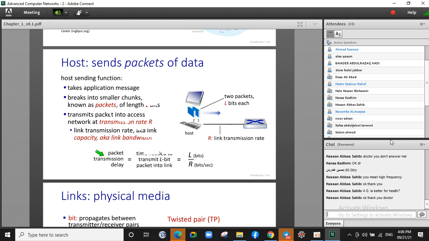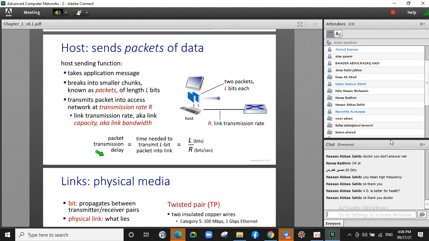Bandwidth means the frequency range, the difference between the higher and lower frequency in a band dedicated to our application. Each application has a frequency range. Okay, what is the difference between the lower frequency and higher frequency of that band? This is bandwidth. The bandwidth is presented in hertz, but the transmission rate is presented in bits per second. So they are not the same. Okay.